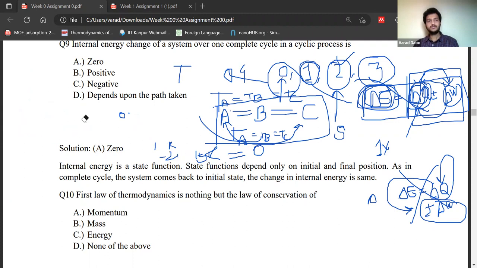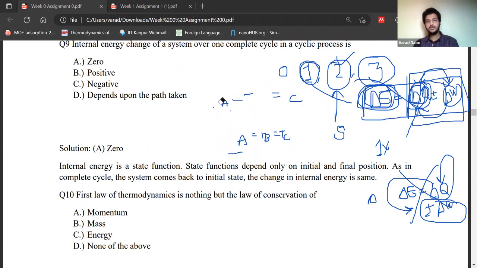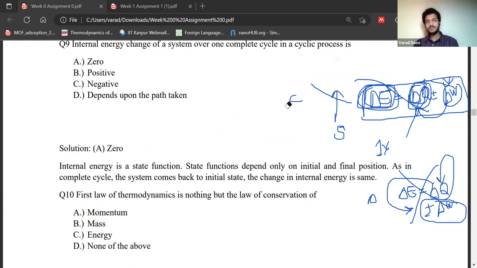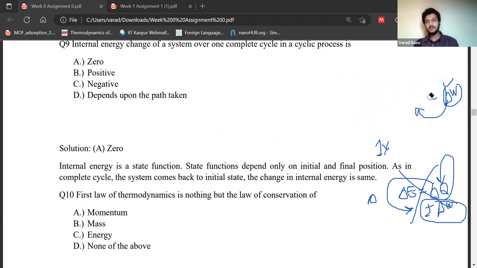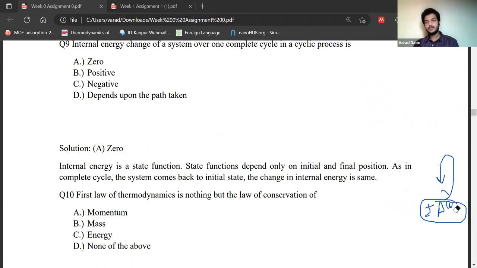So let us come back to the question. Let me first erase this. So what is the question? The question is, the first law of thermodynamics is nothing but the law of conservation of energy. So the correct answer would be energy. It is not momentum, it is not mass, it is not none of the above, it is energy.